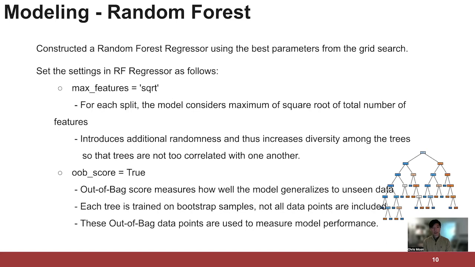First, the maximum features: for each split, the model considers the square root of the total number of features, which introduces additional randomness and thus increases the diversity among the trees so that they're not too correlated. The out-of-bag score measures how well the model generalizes to unseen data. Each tree is trained on bootstrap samples, so not all data points are included. These out-of-bag data points are used to measure the model performance.